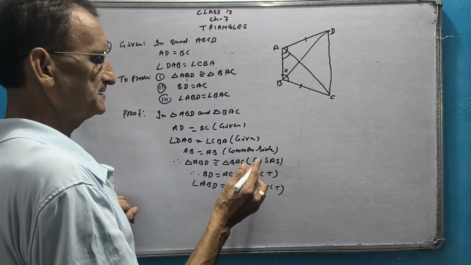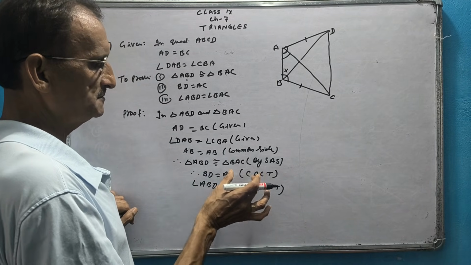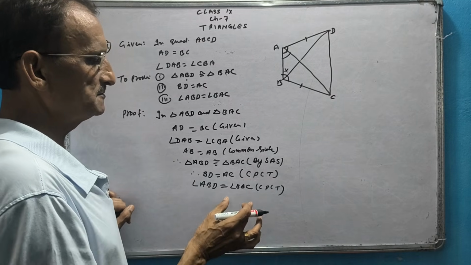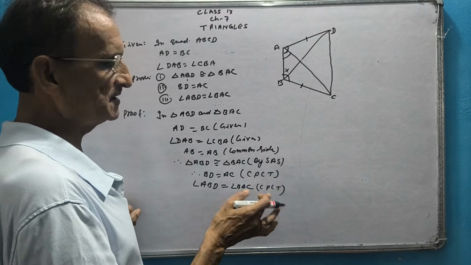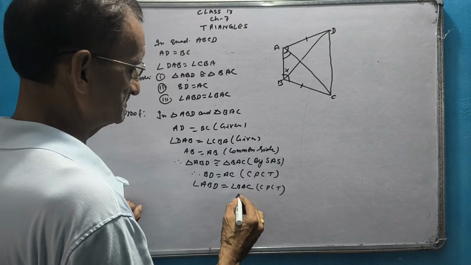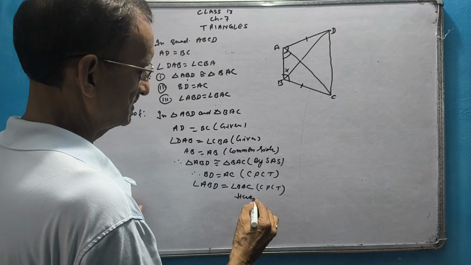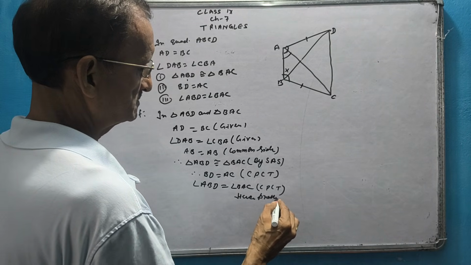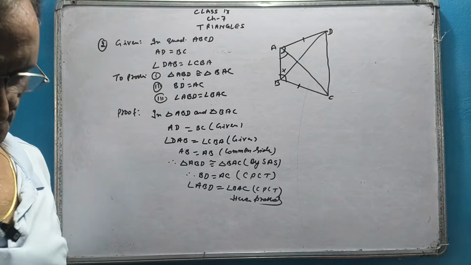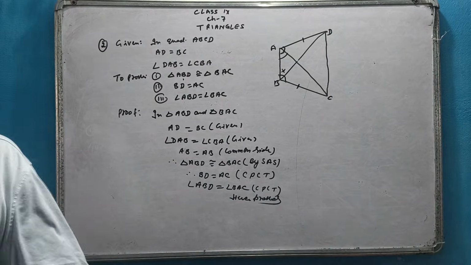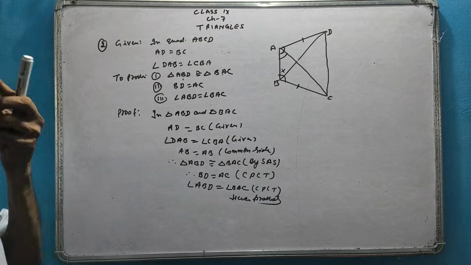Basically, when you prove triangles congruent, their corresponding sides will be equal, their corresponding angles will be equal. This is called corresponding parts. Parts means either sides or angles. So that's all. Hence proved. This was number 2. Okay. Now we will go to number 3.